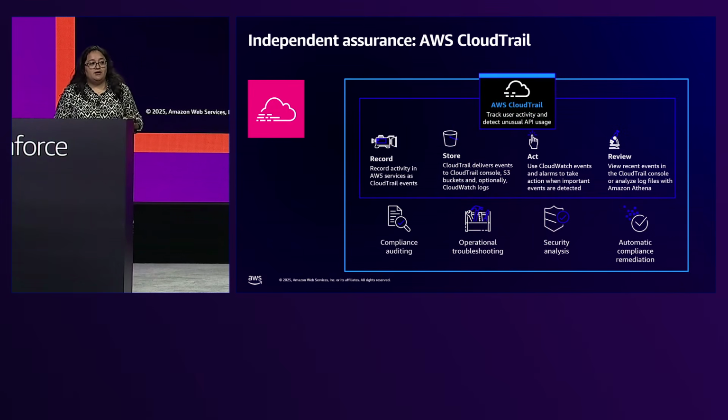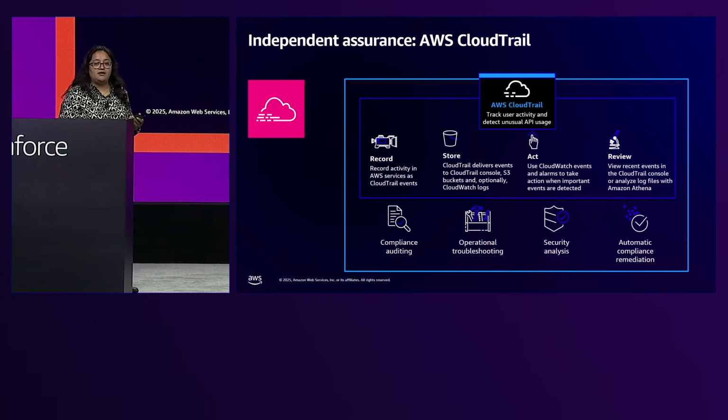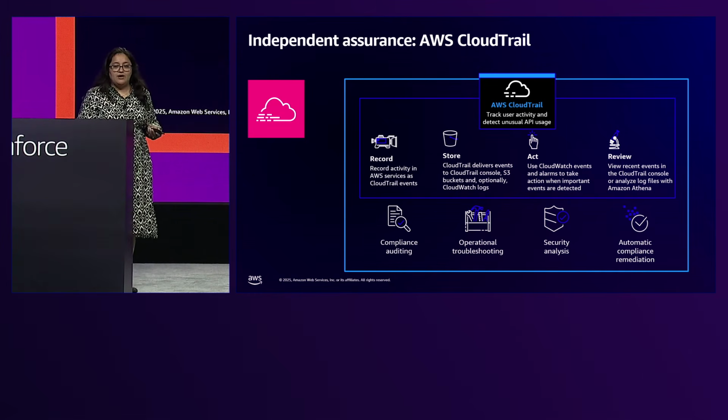Now comes the AWS independent assurance. What happens when something goes wrong? What happens when an external auditor comes to a security engineer or compliance engineer and says, show me the evidence that this user did this, or show me evidence that this user did not bring an external IAM credential into your AWS account? That's where CloudTrail comes into the picture. CloudTrail will capture all API activity, basically answering the question who did what and when, and whether the action was successful or not.